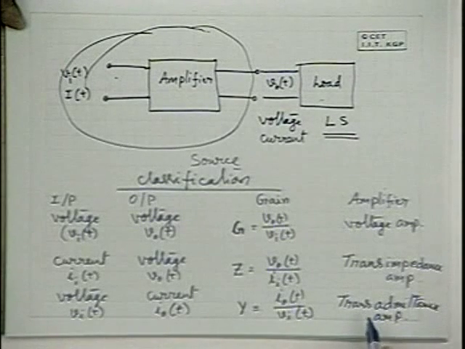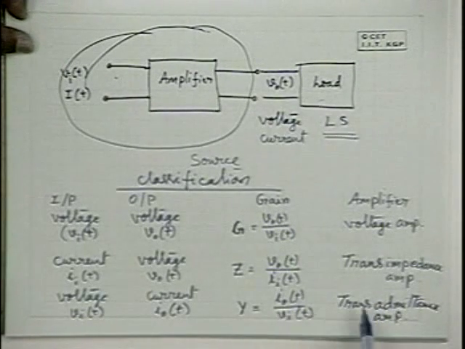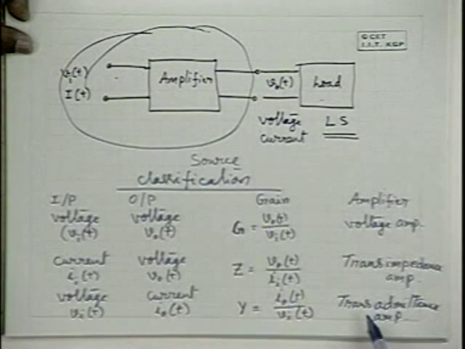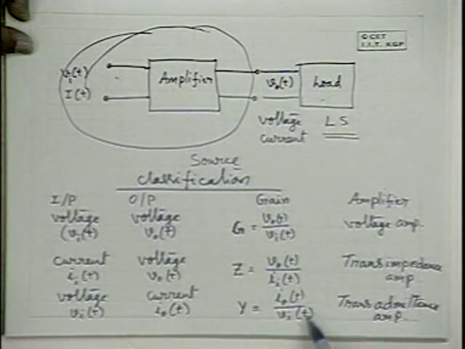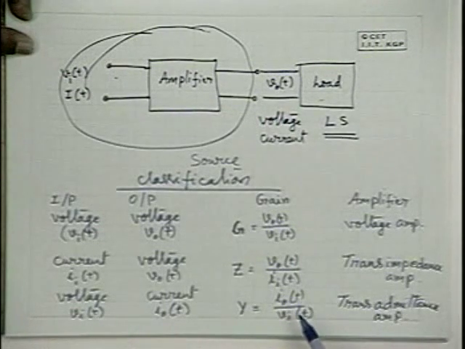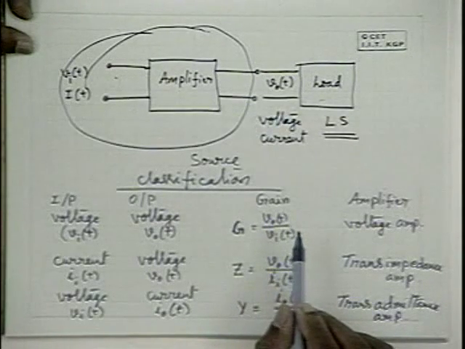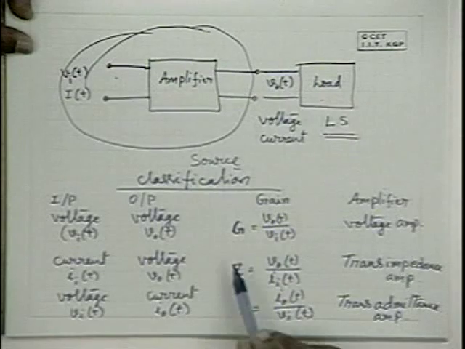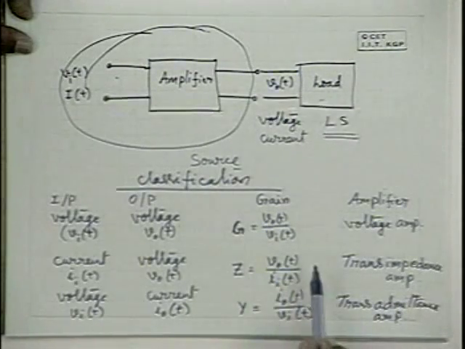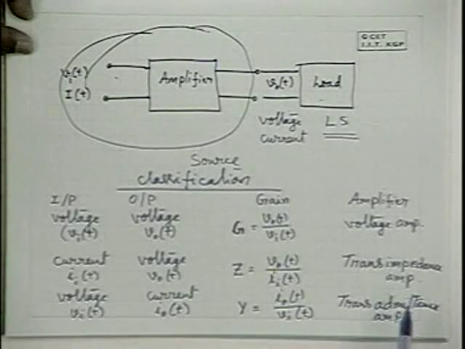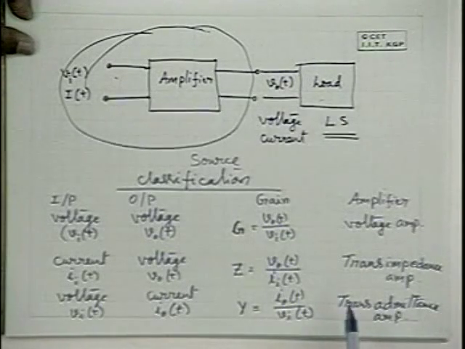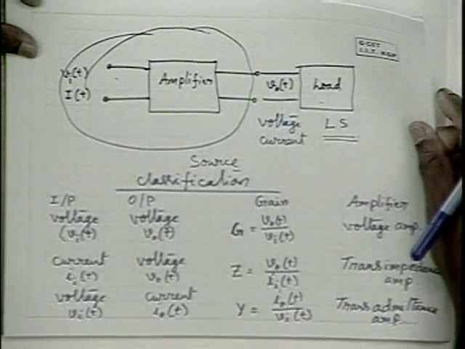And if the amplifier is working at low frequencies, so that this ratio is real in nature, then it can be called a transconductance amplifier. An amplifier has capacitances in it, junction capacitances and circuit capacitances, etc., because of which, in general, these ratios are complex. At low frequencies, however, they can be approximated to be real quantities. Hence, they can be transresistance amplifier and transconductance amplifier rather than transimpedance and transadmittance amplifiers.